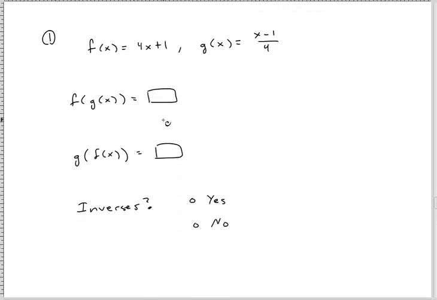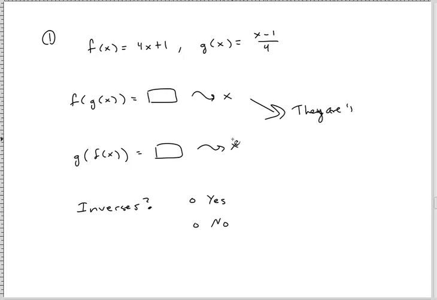First off, they're going to ask for f of g of x and g of f of x. The reason why they're doing this is that if you get x for both of your answers, then they would be inverses. They are inverses, and then you would click yes. But you have to get an x, just a single x.